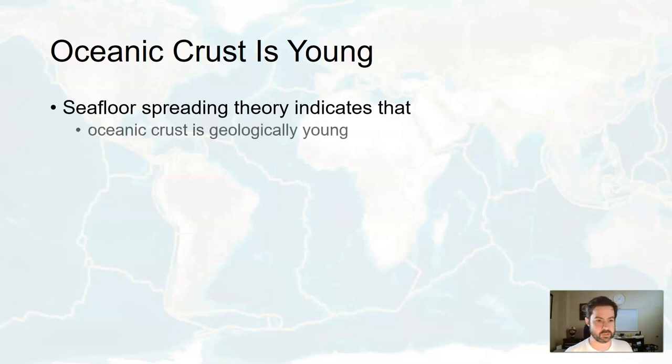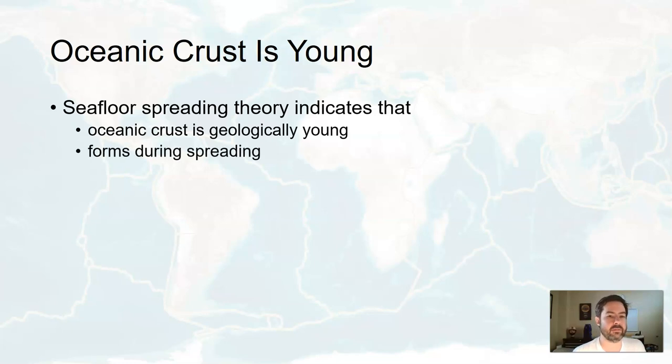Seafloor spreading indicates that oceanic crust is very geologically young, because if you have molten rock, it's not rock yet, it's hot liquid. Once it cools, it's brand new rock, 0 million years old. The material that makes up that rock is old, but the rock itself is brand new. So oceanic crust is geologically very young, and it forms during spreading, as that happens continuously. Oceanic crust, seafloor crust, is destroyed during subduction.